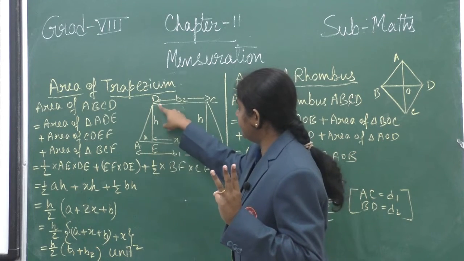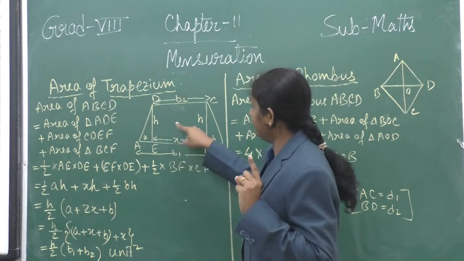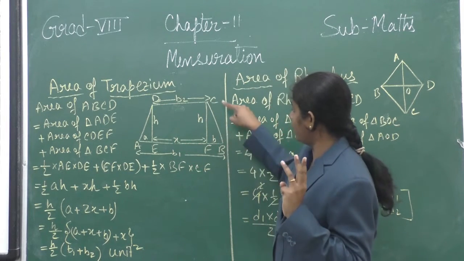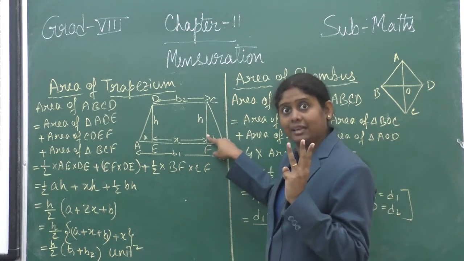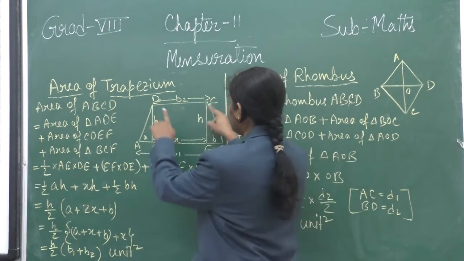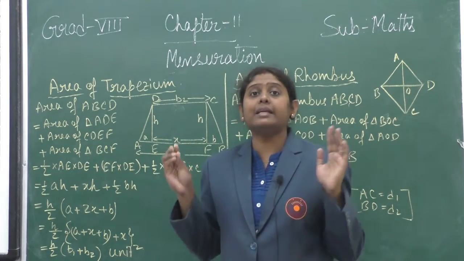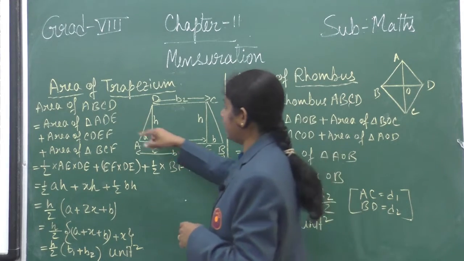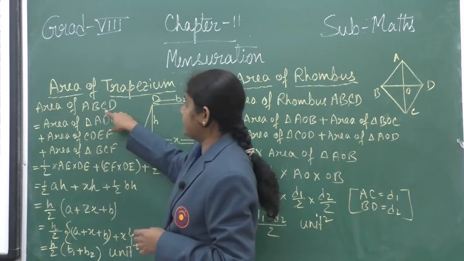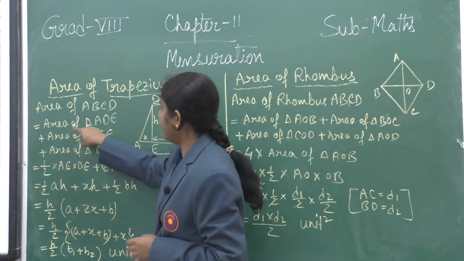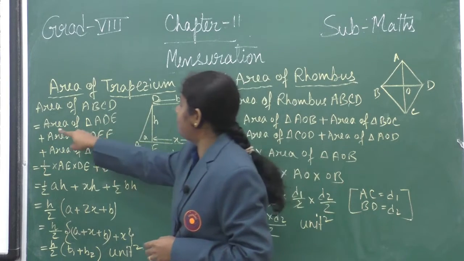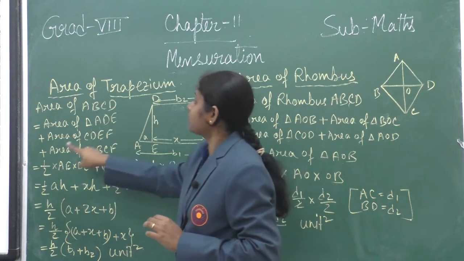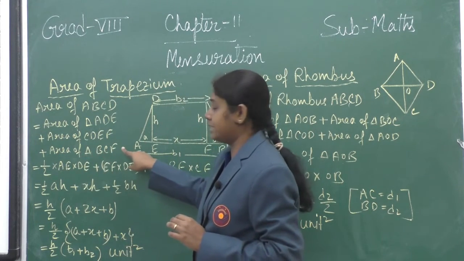First, the triangle ADE, then the rectangle CDEF, and last one the triangle BCF again. That means if we find out the area of these three segments and sum all the areas, then we will get the area of the trapezium. Come to the derivation now. Area of trapezium ABCD is equal to area of triangle ADE plus area of rectangle CDEF plus area of triangle BCF.